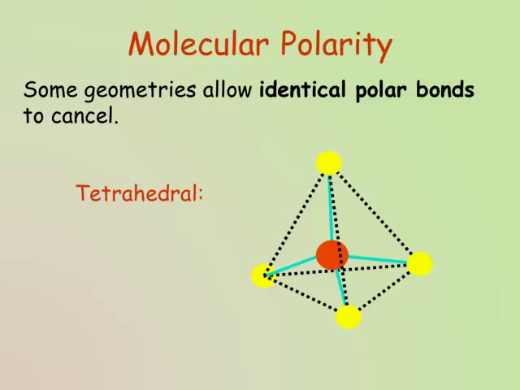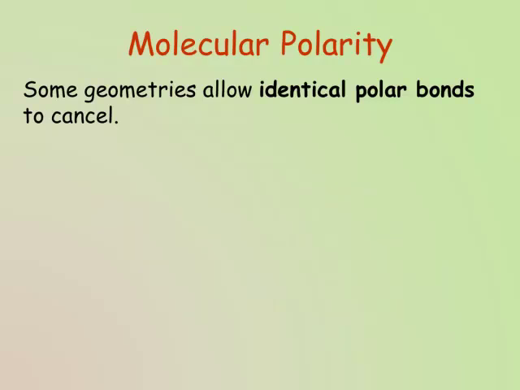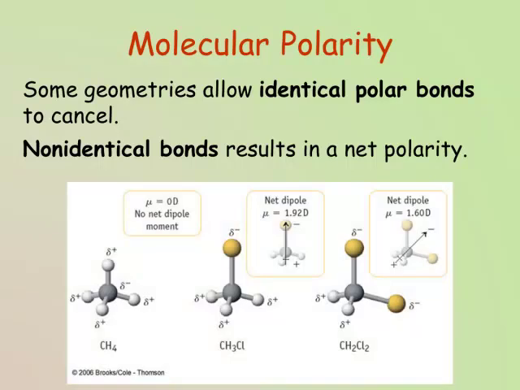A tetrahedral geometry is also symmetrical. All four polar bonds will cancel here as well. The wording here is very important. Bond polarities cancel in some geometries so long as the bonds are identical. Non-identical bonds do not cancel in any geometry.